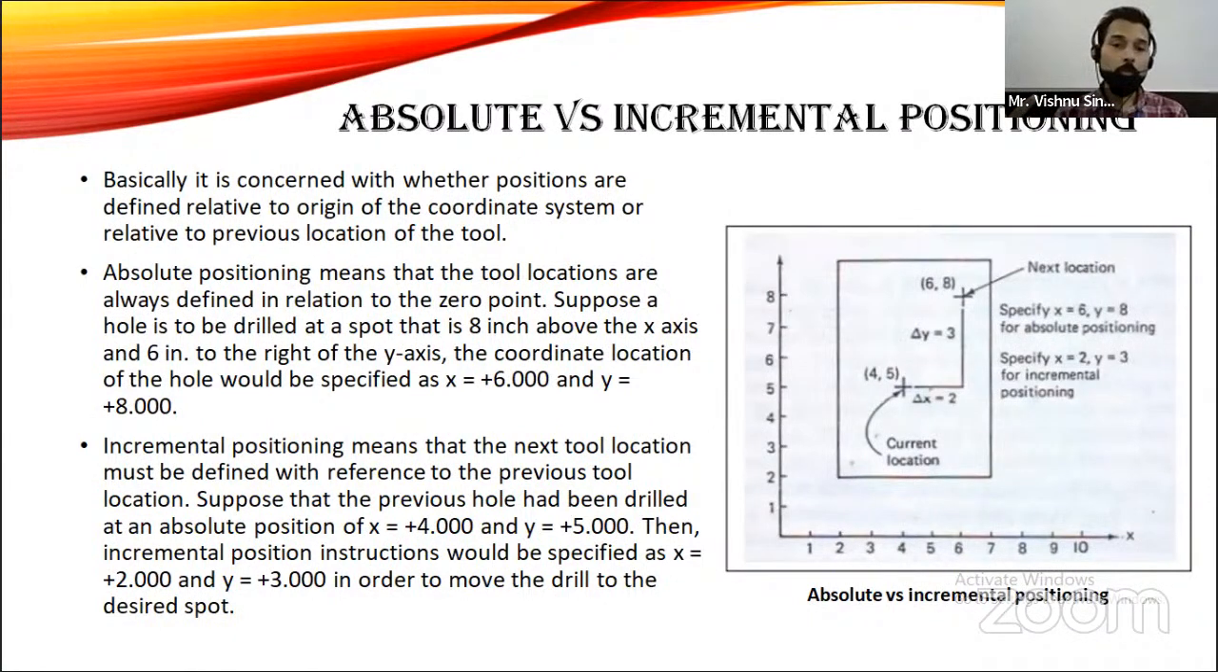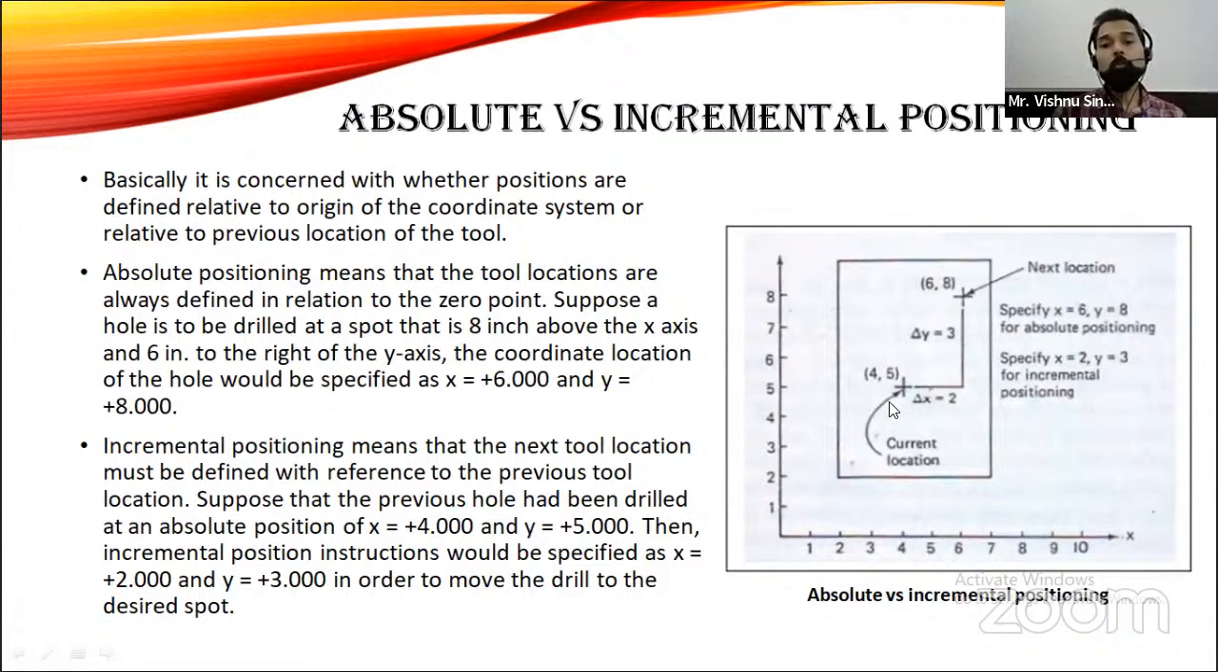If we move our tool with the help of absolute positioning, in that case our tool is already at x4 and y5. If now I want to move my tool to x6 and y8, then I will give the coordinates to the machine as x6 and y8. Why? Because my tool is always moving with reference to the origin. So as you can see here, x6 and y8, this distance is in relation with the origin. So in case of absolute, we will always give the distance in reference to the origin.